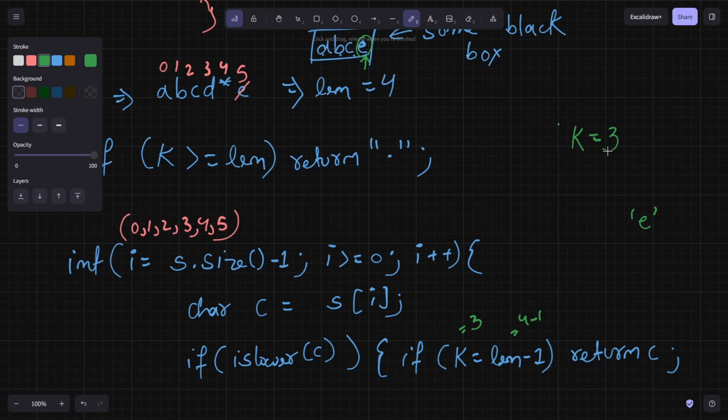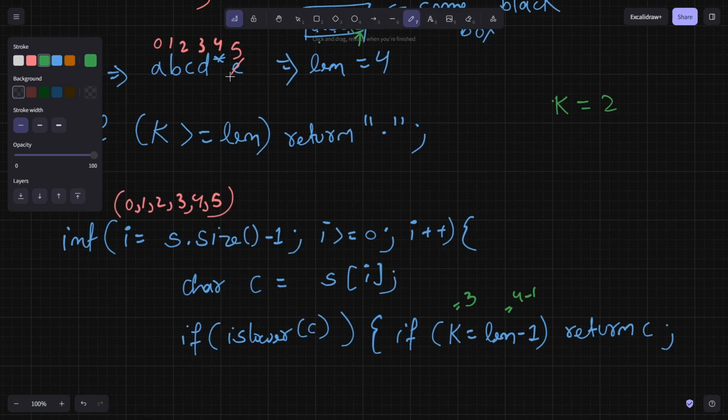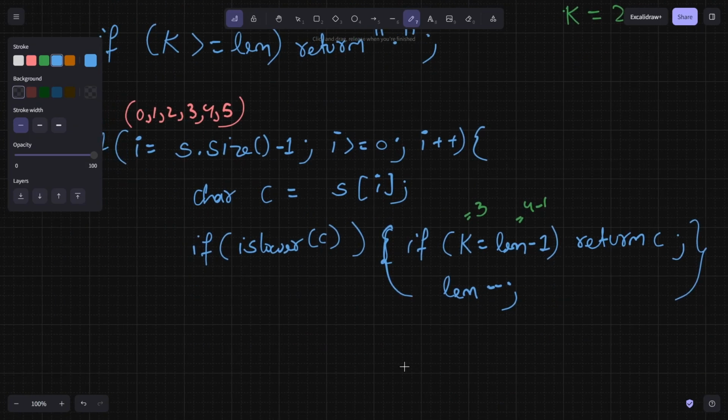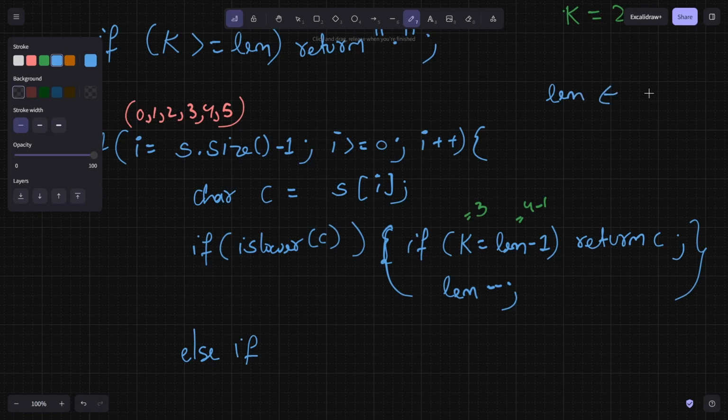For example, if we have something like k equal to, let's consider 2. So 0 1 2. So what we are going to do is, after that we moved one index, we are going to do length minus minus. Else, we simply got the lowercase character, so if length equal to 4, we are basically deleting the length one by one until reaching the length 0. So we are iterating by length, using length we are iterating inside the black box.